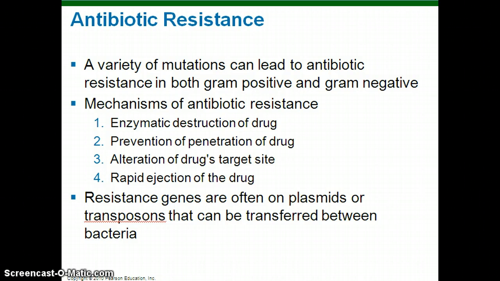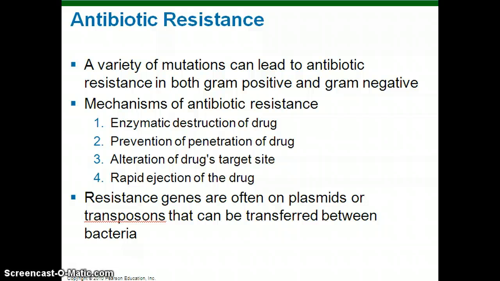Antibiotic resistance can occur for a number of reasons. It can be due to just random mutations. It can be due to resistant genes on plasmids and transposons that are transferred between bacteria. It can be due to bacterial conjugation. And it can happen in pretty much any type of bacteria. It's not restricted just to gram-positive or gram-negative or acid-fast or whatever. It happens in all kinds of bacteria.